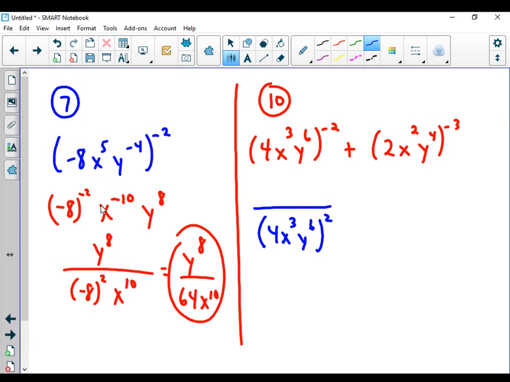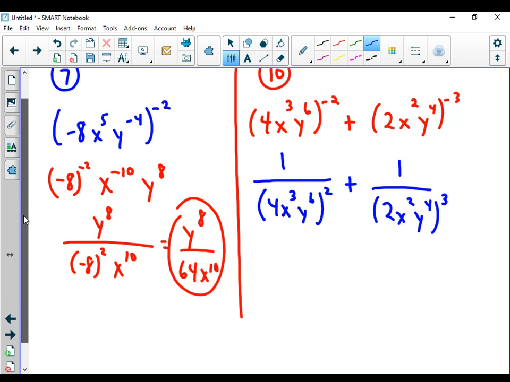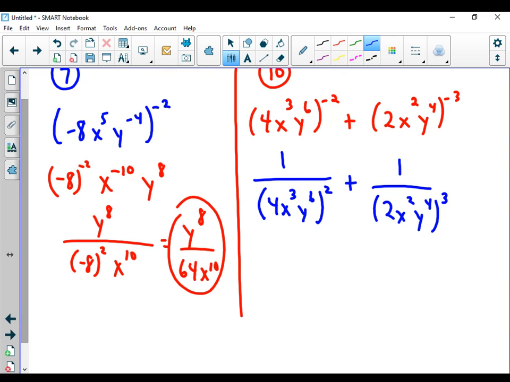What would I put on top of it? 1. Plus, now I'm going to do the same thing on the other one because the entire thing would have negative exponents. So I'm going to move the entire thing to the denominator, make it cubed, and put that over 1. Now, you don't have to do it that way. You could have made everything to the -2 power and then rearranged it.